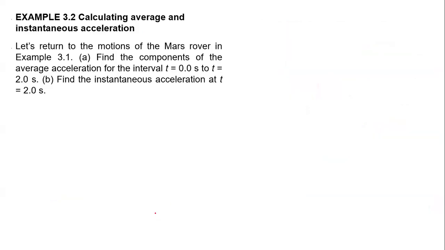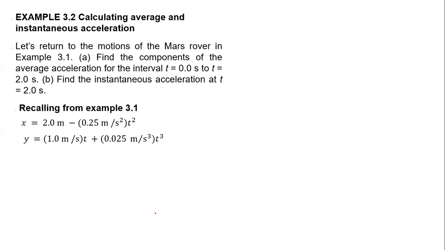Okay, so let's return to the motion of the Mars rover in example 3.1. Find the components of the average acceleration for the interval t equals 0 seconds to t equals 2.0 seconds. Then find the instantaneous acceleration at t equals 2.0 seconds. When we say acceleration, it means instantaneous acceleration. Okay, let's answer letter A.